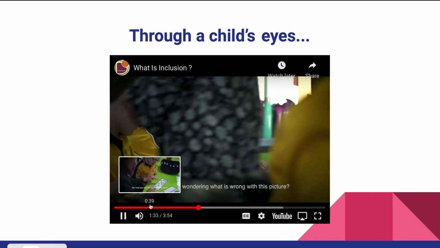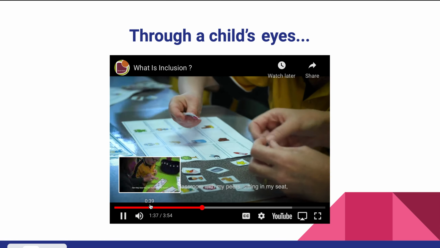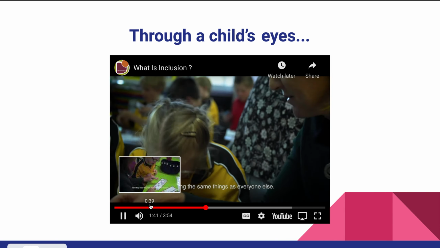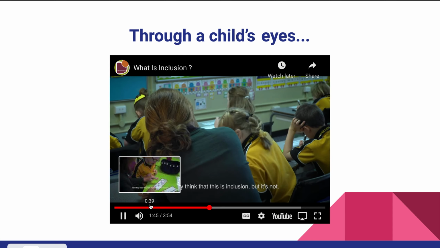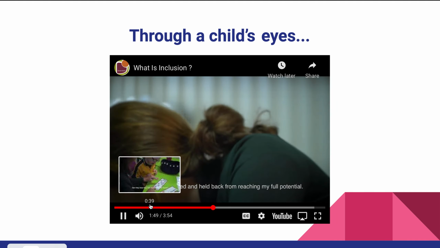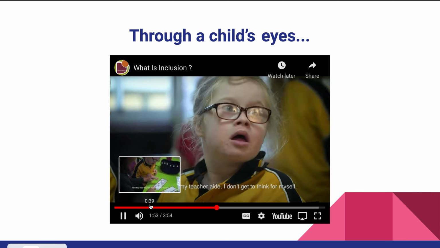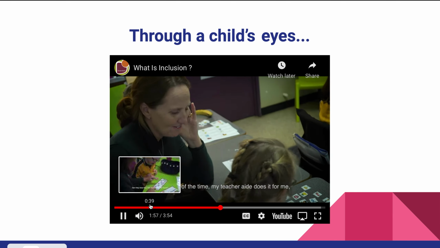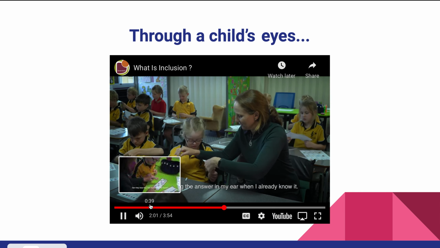You may be wondering what was wrong with this picture. I am in the classroom with my peers, sitting in my seat, learning the same things as everyone else. You may think this is inclusion, but it's not. I am stifled, limited, and held back from reaching my full potential. Though I love my teacher aide, I don't get to think for myself. In fact, a lot of the time, my teacher aide does it for me, even whispering the answer in my ear when I already know it.